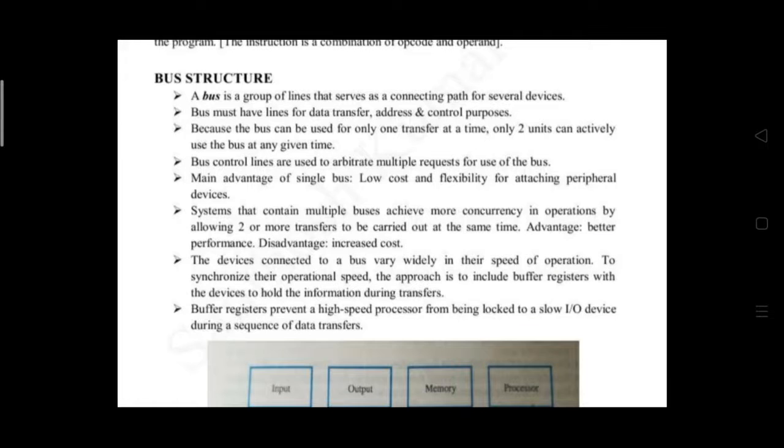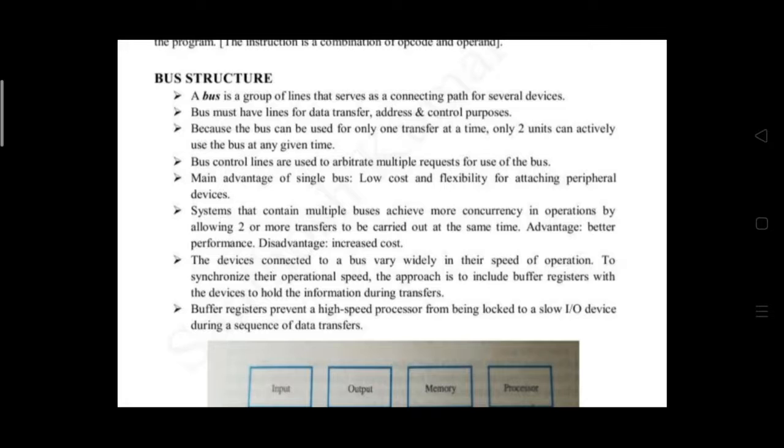Hello students, the next topic in computer organization, the first module we are discussing, is bus structure. As I told you earlier, a bus is a group of lines that serves as a connecting path for several devices. So it's a carrier, which is used to transfer data from one location to another. A bus is a group of lines. That's what is mentioned here.